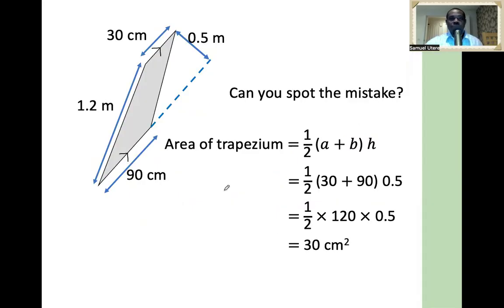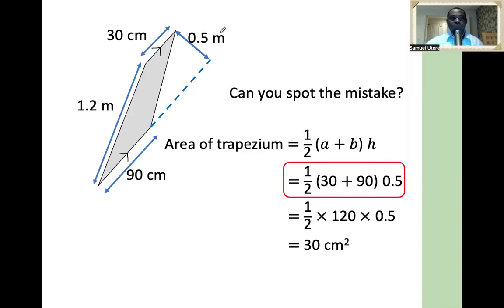Okay, here is our example for the next segment of our lesson so that you can do some more practice questions. Now, here, this person has found the area of the trapezium, but there is a mistake somewhere. Can you spot it? All right, I'm sure you spotted the mistake here.